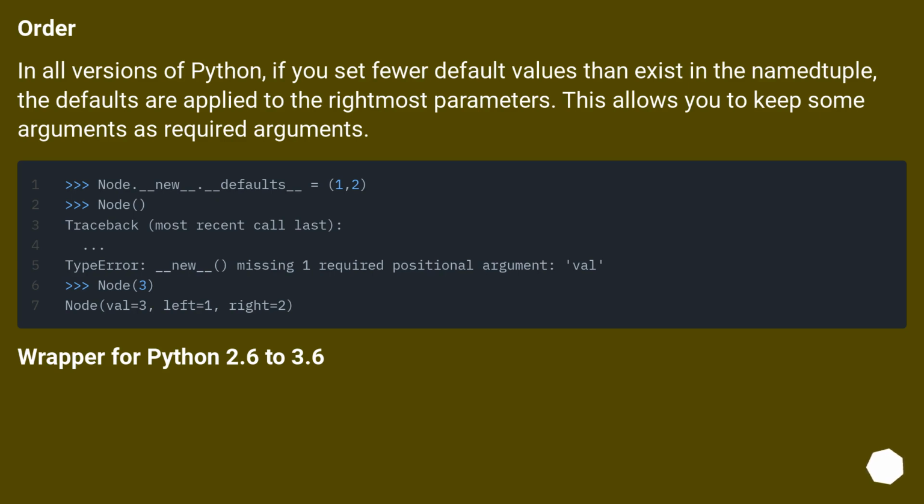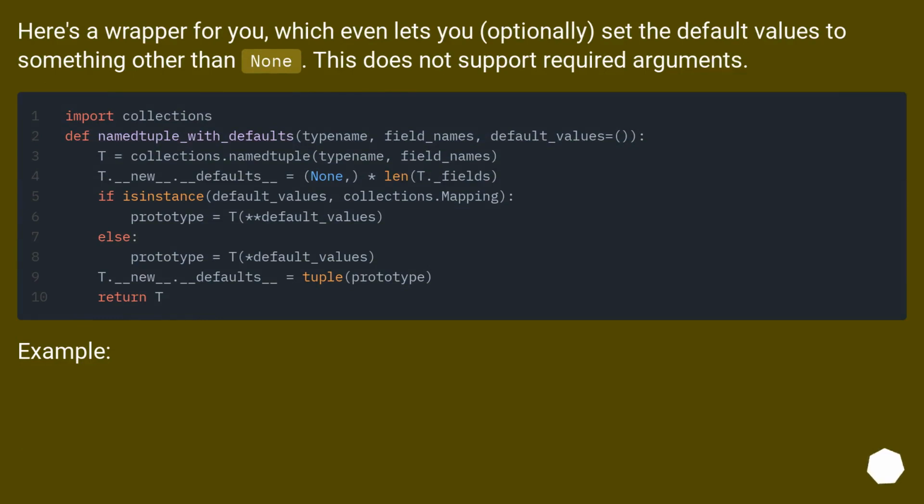Wrapper for Python 2.6 to 3.6. Here's a wrapper for you, which even lets you, optionally, set the default values to something other than None. This does not support required arguments. Example.